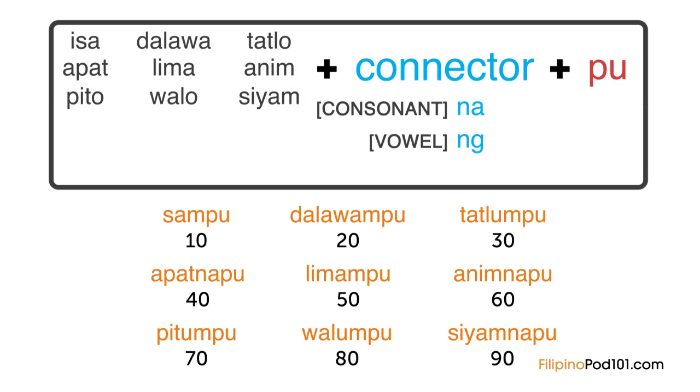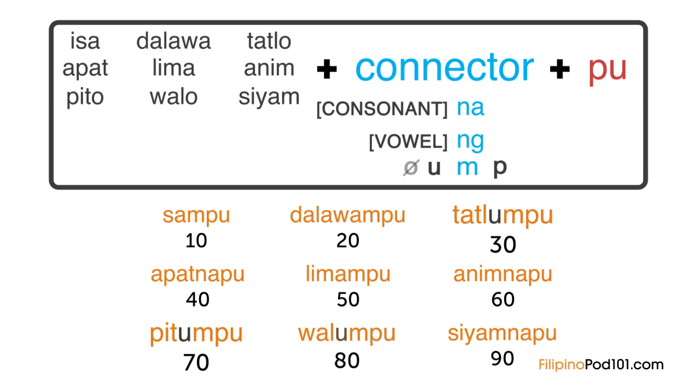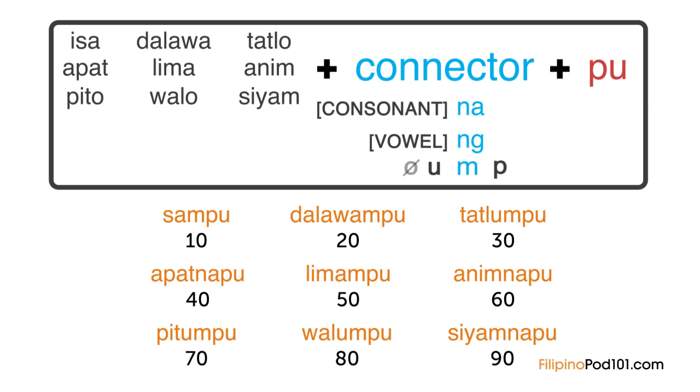I also mentioned that if a P follows the NG connector, then it becomes an M. Now here's one more thing. If the vowel before M is an O, then that also changes and becomes a U. Just like in 30, 70, and so on. Finally, one last thing to note is that for the number 10, we say 10 and not isampu.